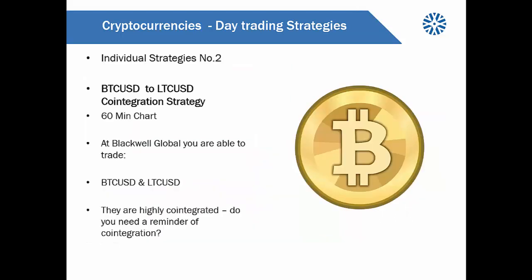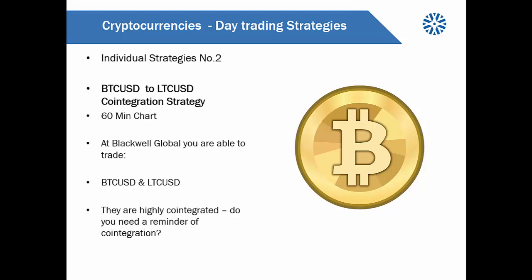So that was individual strategy number one, a momentum strategy around the early morning breakout. The second one is a little bit different, because we want to give you different types of strategies to use and test in your own trading. This one is a co-integration strategy between Bitcoin and Litecoin against the US dollar, and we're looking at this on the 30 to 60 minute chart.